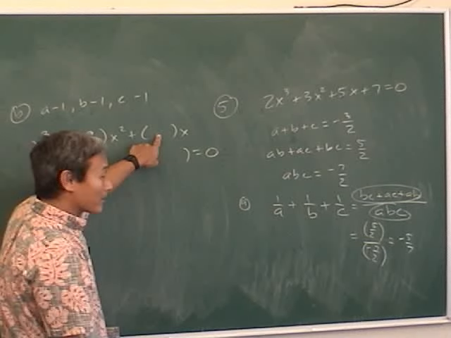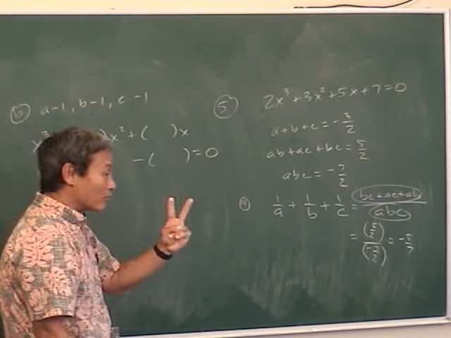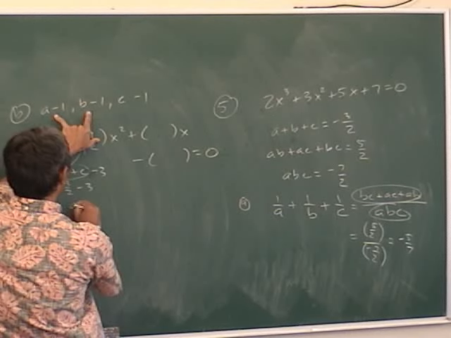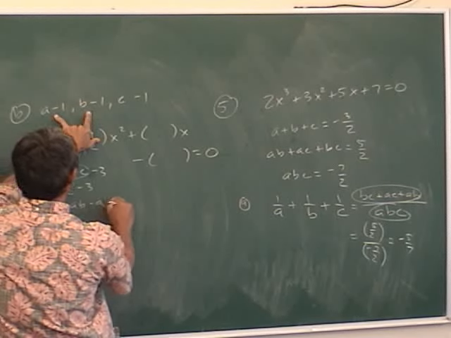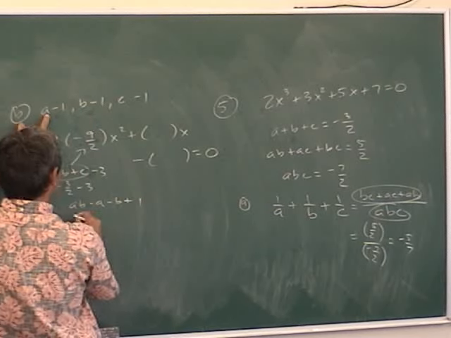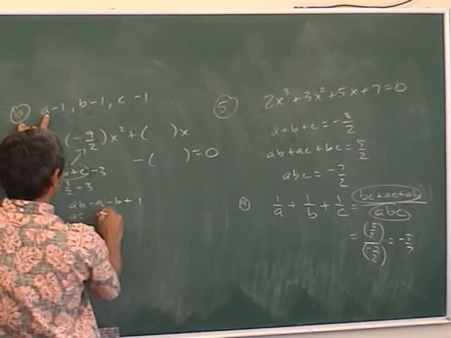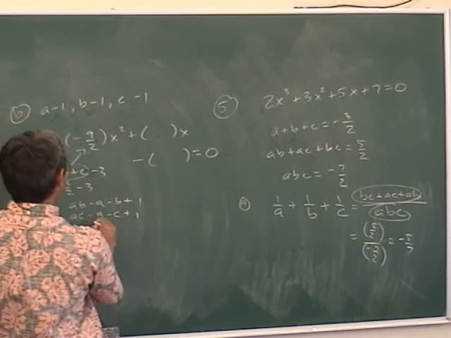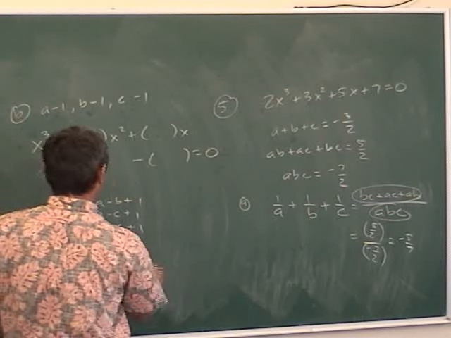What number do I put in this box? Multiply the roots two at a time. Multiply these two. AB minus A minus B plus 1, correct? Now multiply the first and the third. AC minus A minus C plus 1. Now multiply the second and the third. BC minus B minus C plus 1.